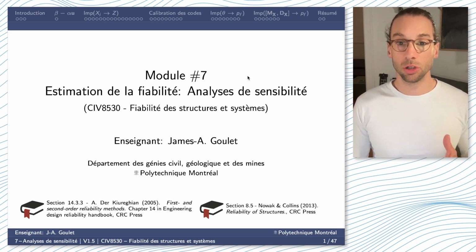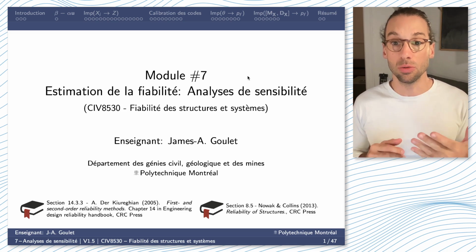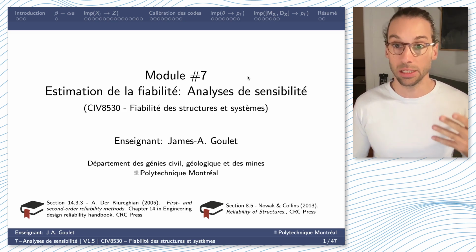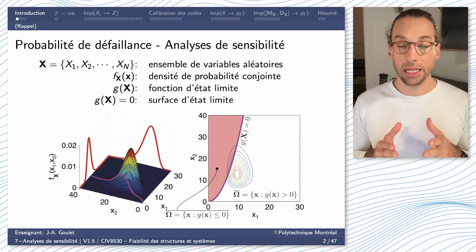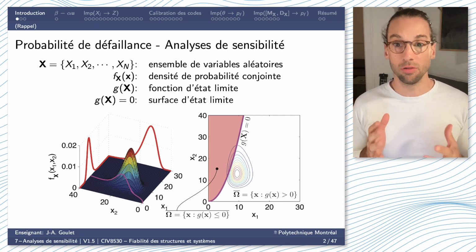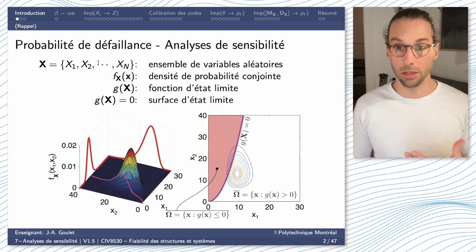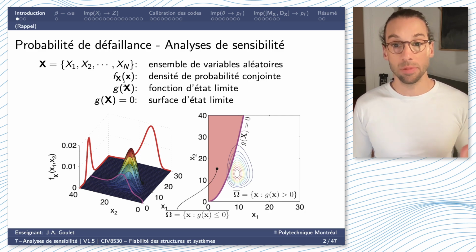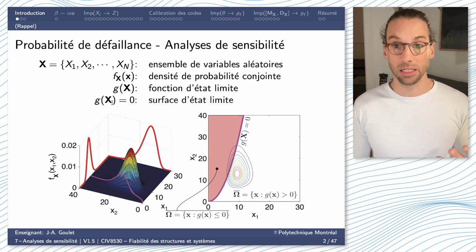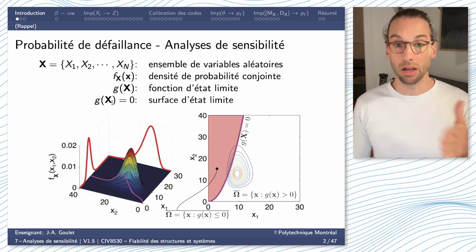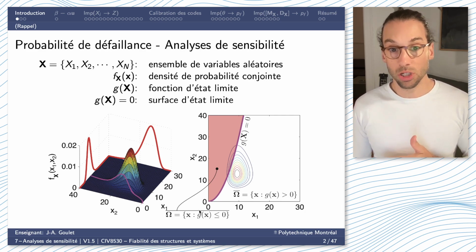In Module 7, we're going to look at sensitivity analysis and how we can reuse some of the tools we've seen in Module 6 with FORM analysis. A little recap: X is our vector of random variables involved either in the solicitation or in the resistance. f(X) is their joint probability density function. g(X) is our limit state function, which is positive in the survival domain and negative in the failure domain. g(X) = 0 is my limit state surface, the boundary between my failure and my survival domain, which defines omega, my failure domain here.